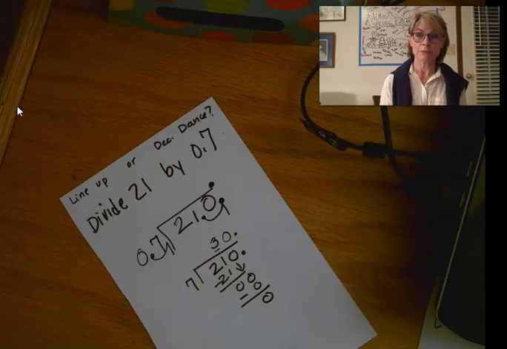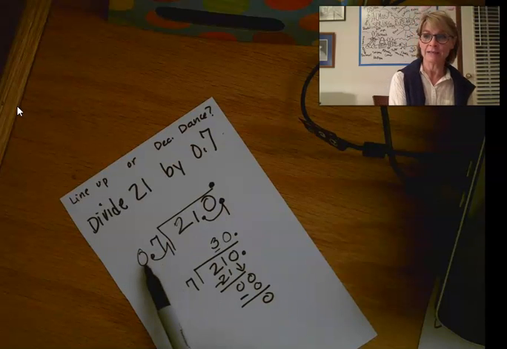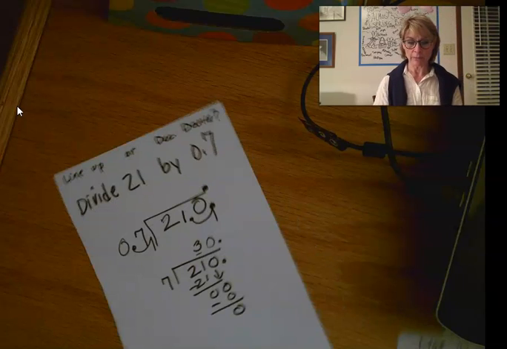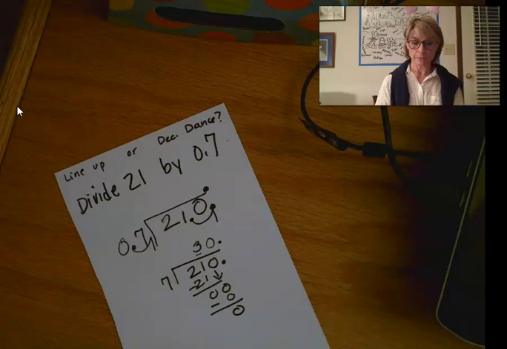Why did I do the decimal dance? Because my divisor had a decimal point in it. All right, let's look at another problem like that we can solve together.